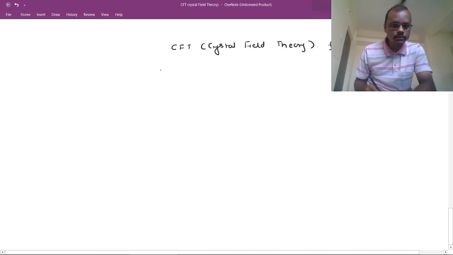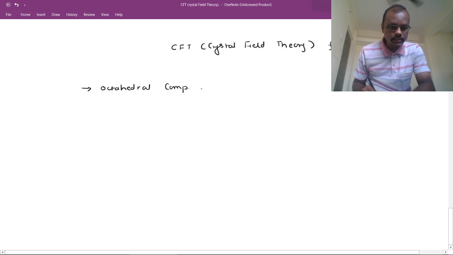Hello friends, today we are going to see the crystal field theory for octahedral complex. Now remember that when we consider any octahedral complex, let's take an example, that is ML6 plus or minus n.